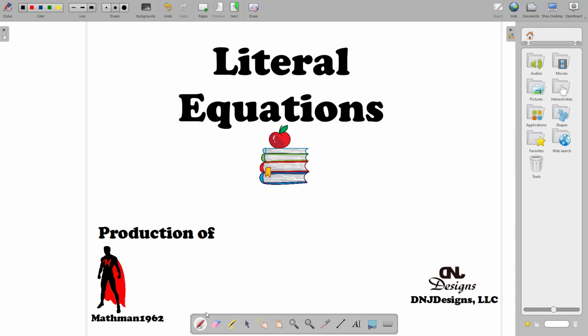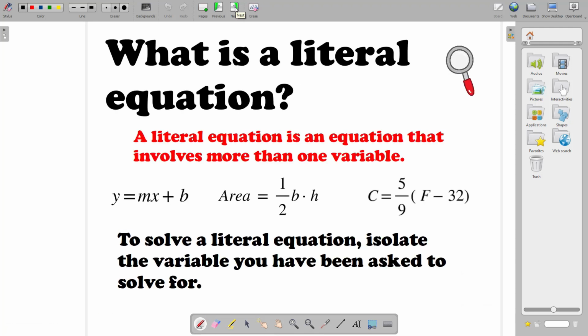Hello again, math friends. Today we're going to look at literal equations. Let's first of all talk about what is a literal equation. Well, a literal equation is an equation that involves more than one variable. So it has to have more than just one variable.